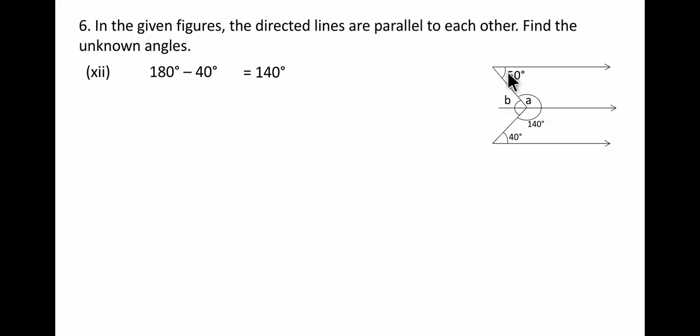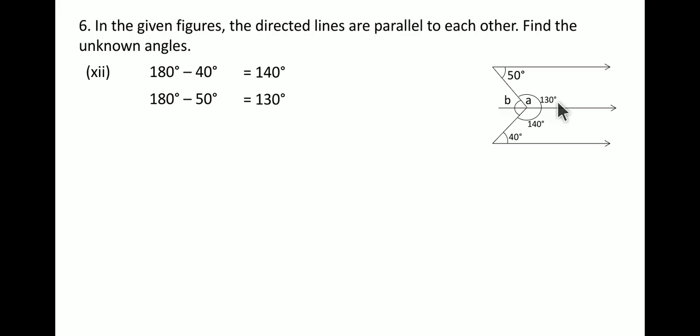Similarly, this angle is 50 degree. So this portion of angle A, the upper portion of angle A, is also supplementary with this 50 degree. So this angle is equal to 180 degree minus 50, and it's equal to 130 degree. So here this value is 130 degree.